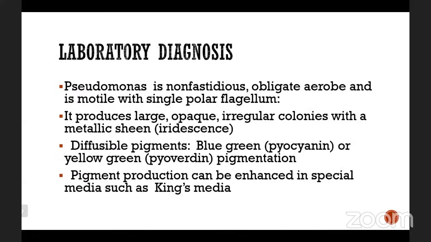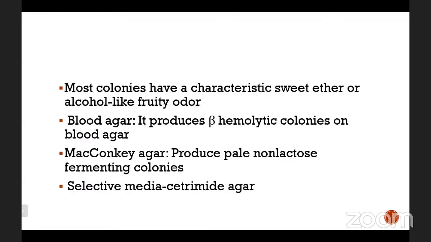Laboratory diagnosis of Pseudomonas. It is non-fastidious, an obligate aerobe, and it is motile with a single polar flagellum. It will produce large, opaque, irregular colonies with metallic sheen, which is iridescence. Diffusible pigments: blue-green, which is pyocyanin, and yellow-green, pyoverdin. Pigment production can be enhanced in special media such as King's media. Most colonies have a characteristic sweet ether or alcohol-like fruity odor.